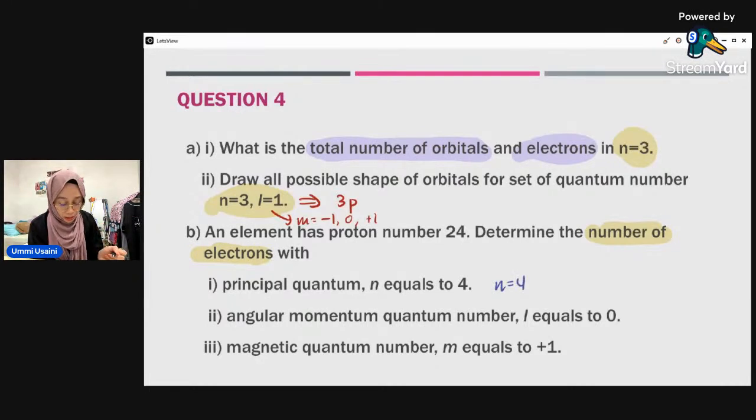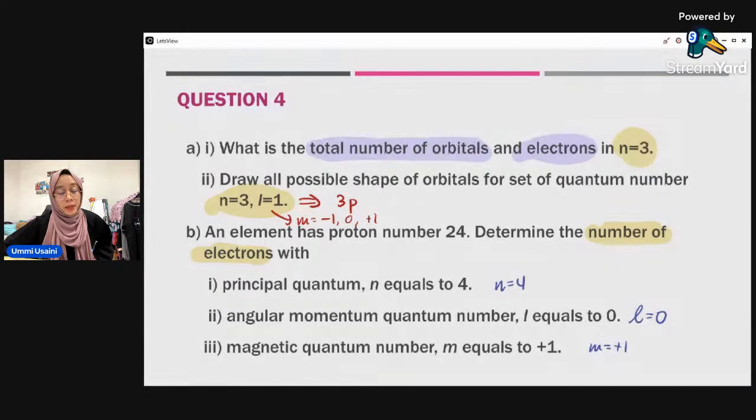Okay, and then when the L is equal to 0, and lastly, M is equal to +1. Okay, so in order to identify the number of electrons when n equals 4, L equals 0, and M equals +1, the first thing you have to do is try to draw the orbital diagram.